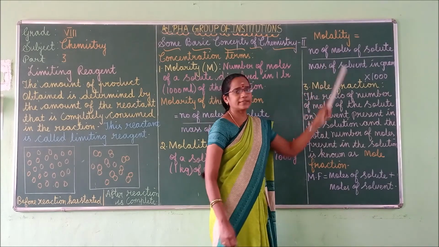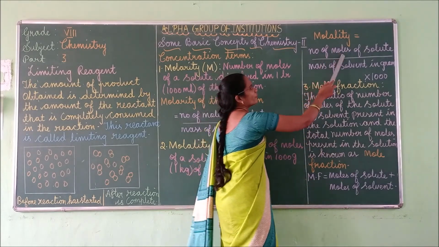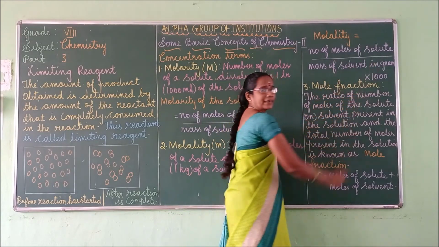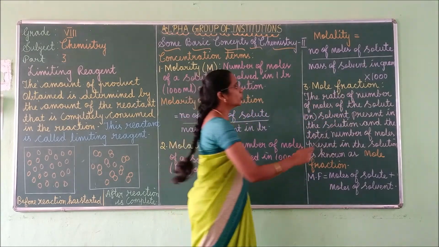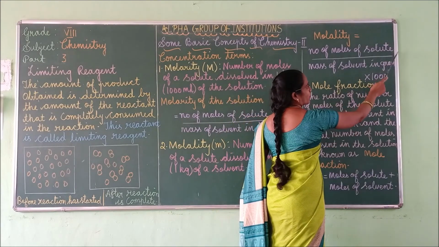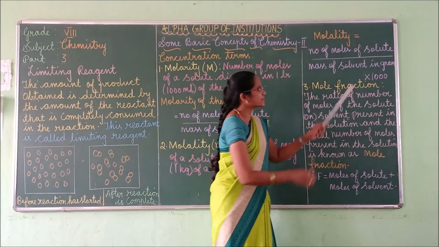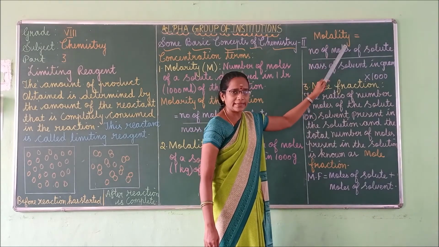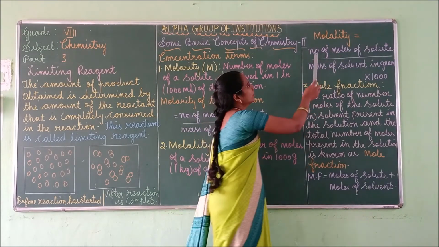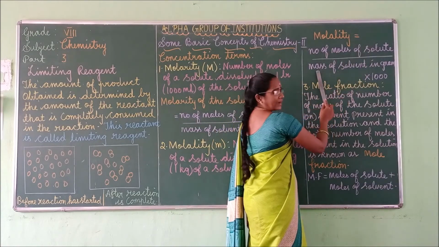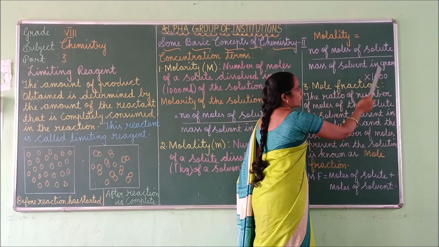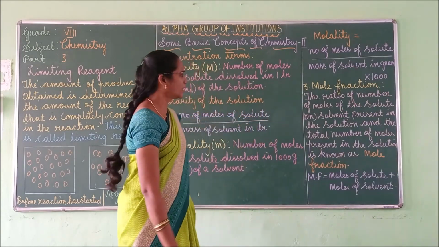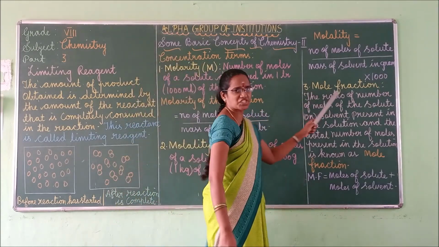Molality is equal to the number of moles of solute divided by mass of solvent in gram, into 1000. This 1000 you have to put here. There is no place here, that's what I have written here. So to calculate the molality of a solution, number of moles of solute divided by mass of solvent in gram, into 1000.